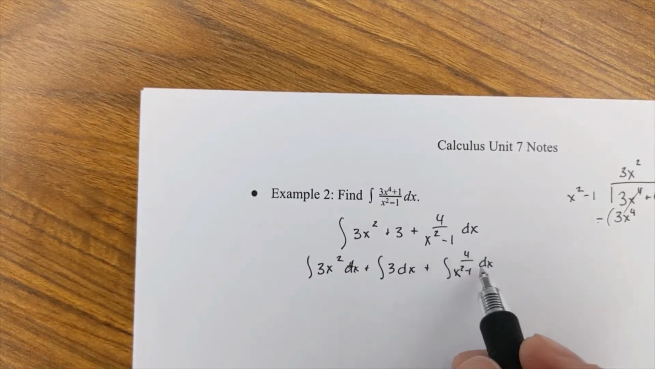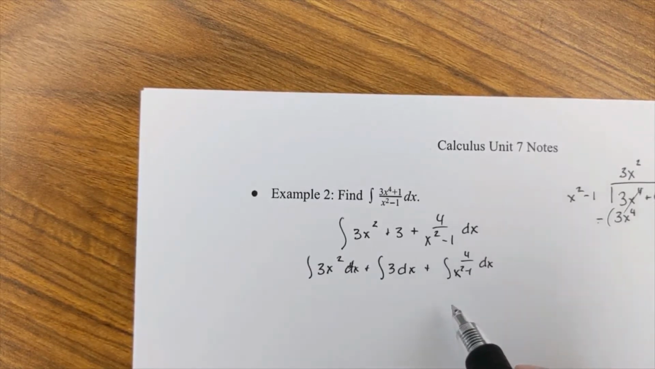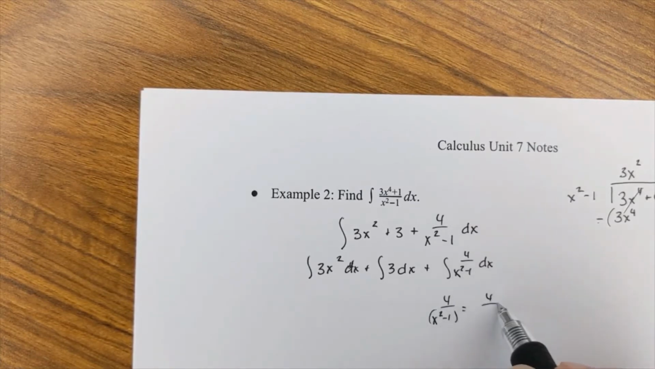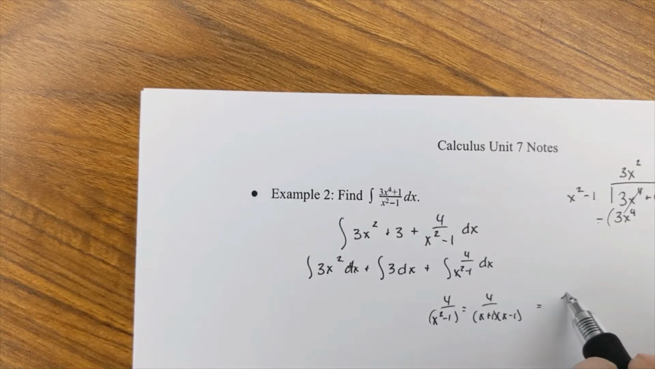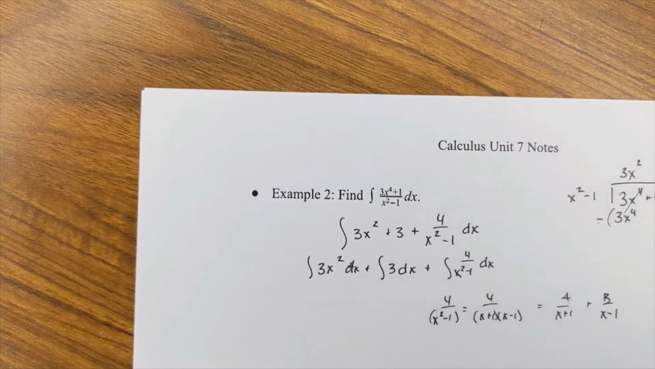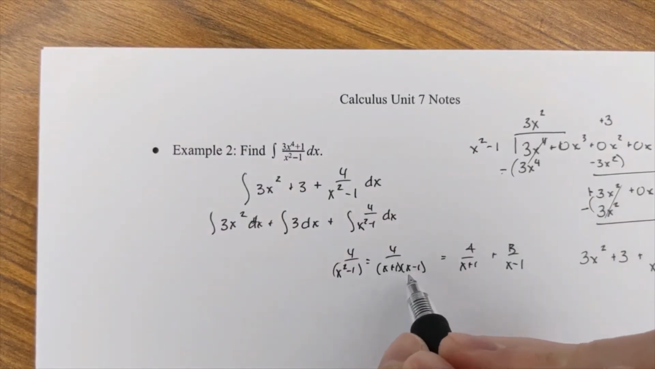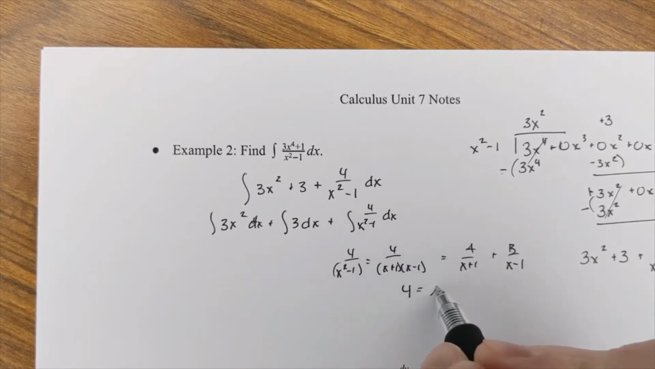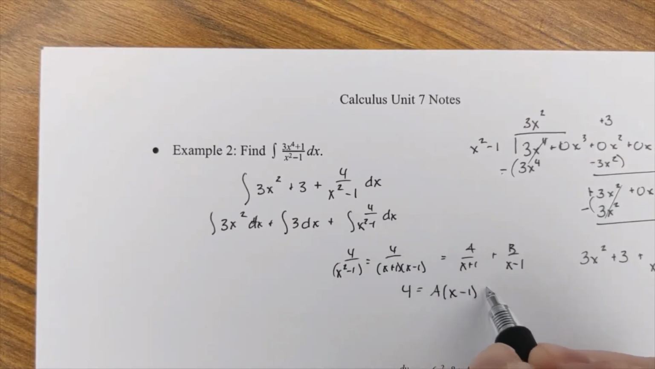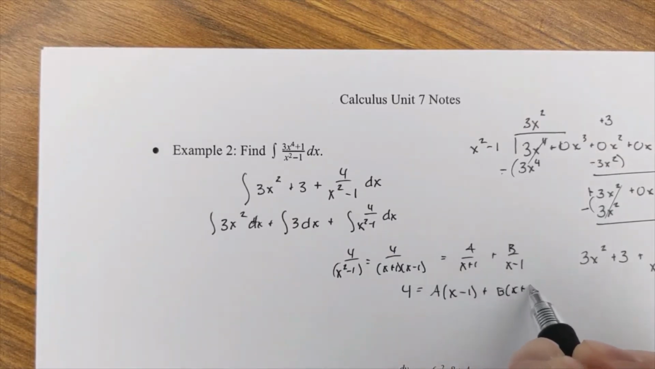So what I need to do is partial fractions this guy. So 4 over x squared minus 1 becomes 4 over (x plus 1)(x minus 1). It's going to be something over x plus 1 and something over x minus 1. So common denominator, multiply everything by (x plus 1)(x minus 1). So I get 4 equals A times (x minus 1) plus B times (x plus 1).